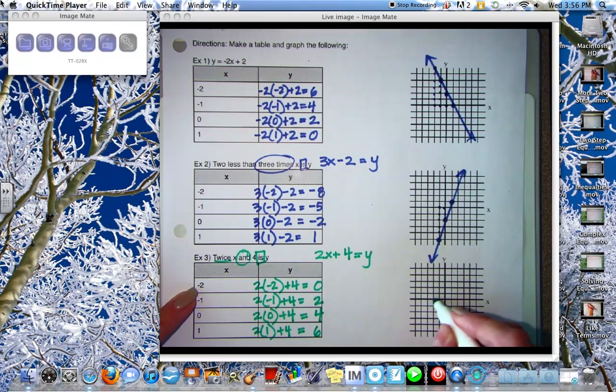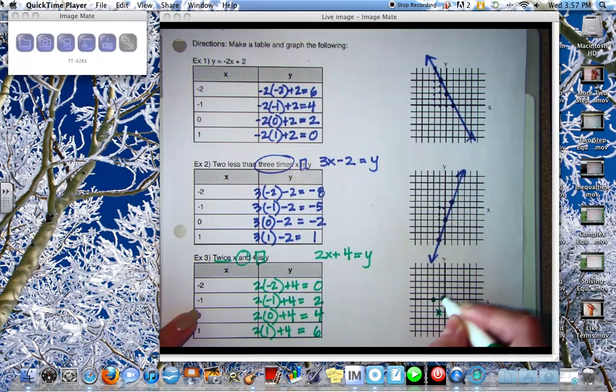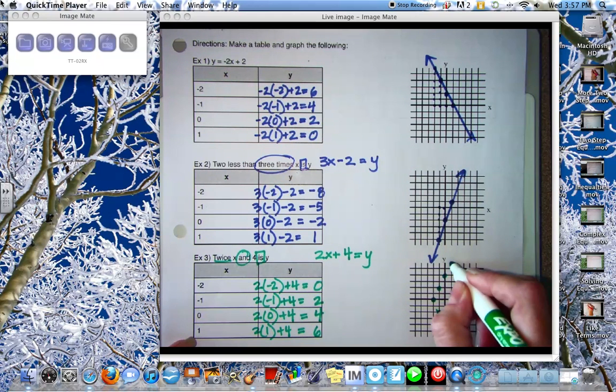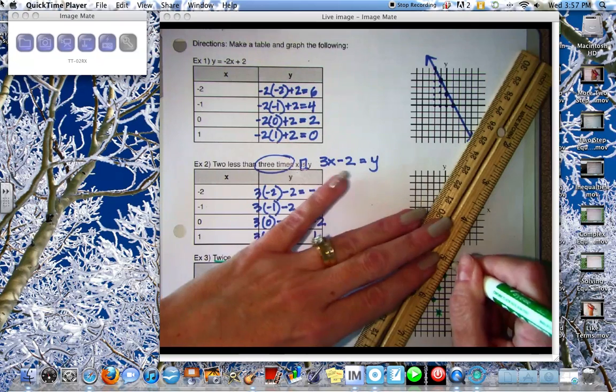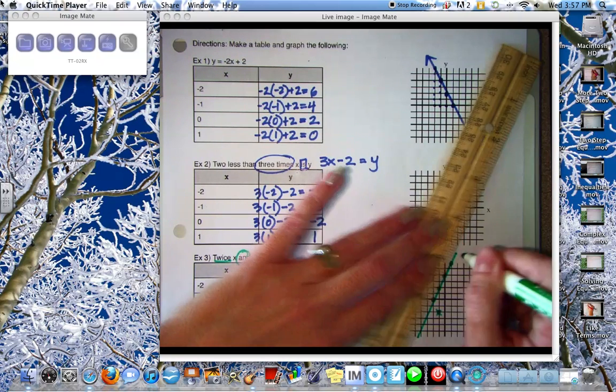So now our ordered pairs. We have negative 2 and 0. Negative 1 and, sorry, we should be going up 2. The next one is 0 and 4. And the last one is 1 and 6. Draw your lines.